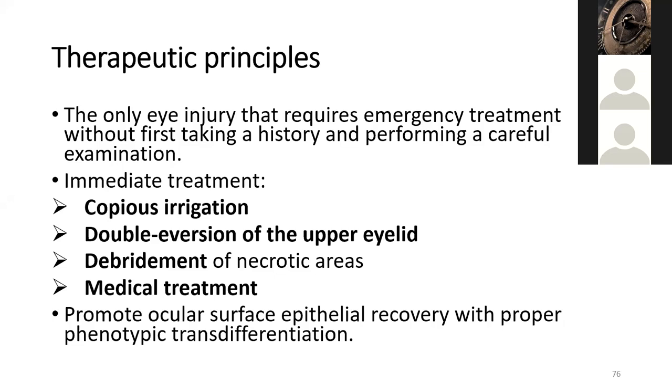The immediate treatment involves copious irrigation with the nearest clean water that is available. If you happen to have saline, well and good, but otherwise tap water can still be used to wash out the chemical. It may be necessary to do double inversion of the upper lid so that the chemical trapped under the lid can also be washed out. Then you need to debride necrotic areas. Then continue with the medical treatment.